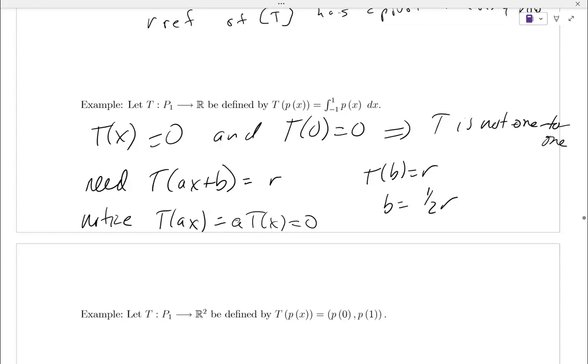So is this onto? For any real number that I want as an output, can I find a function that makes that integral be r? Yeah. So it is onto.